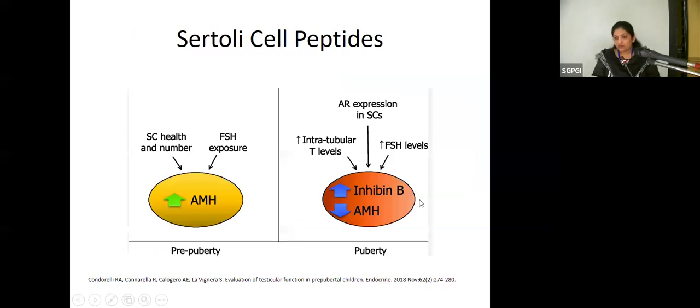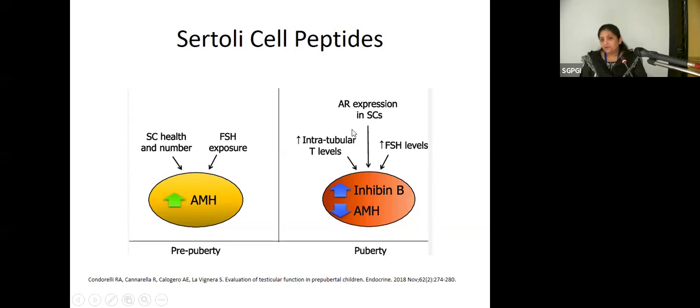Before going forward about the dilemma about CDGP and CHH, I want to talk regarding the Sertoli cell peptides. As we know that the testes in the neonatal age group, the testicular volume, is mainly formed by the Sertoli cell component. And in the mini puberty, when there is FSH exposure, the Sertoli cells proliferate and the number increases, and it is required for the good health of Sertoli cells. With the proliferation, there occurs increased concentration of AMH.